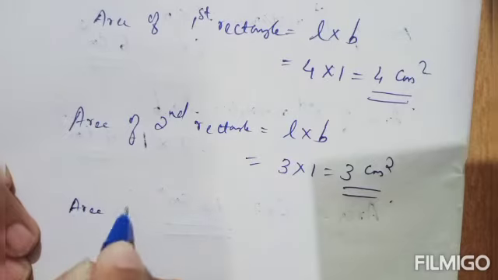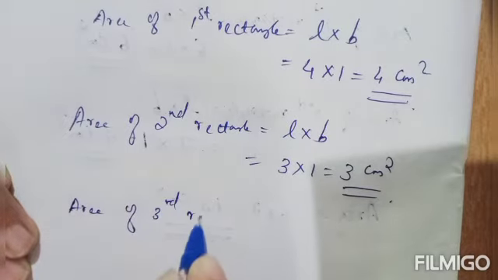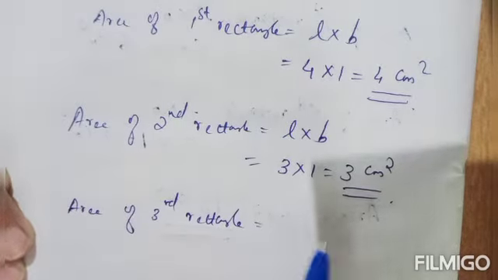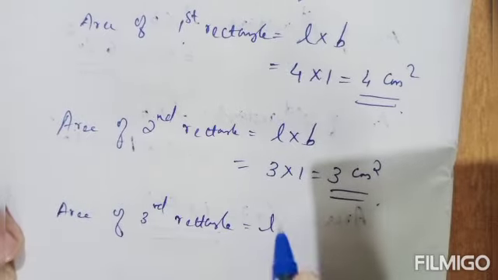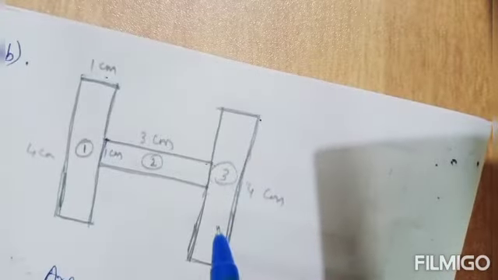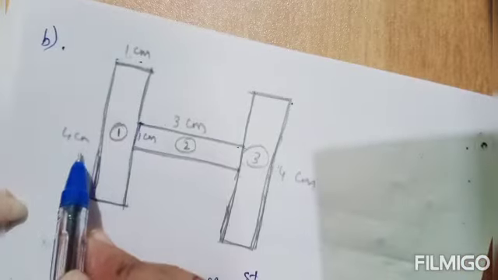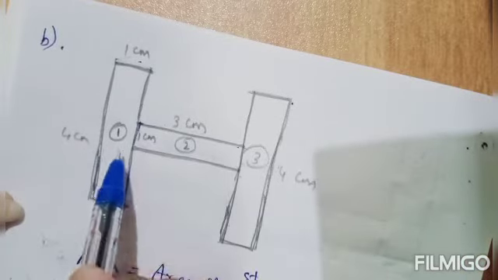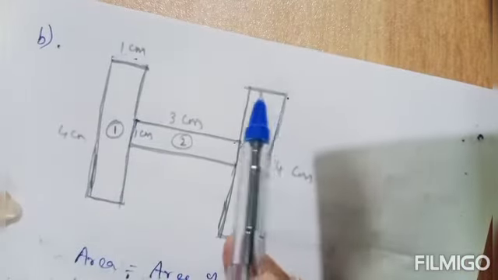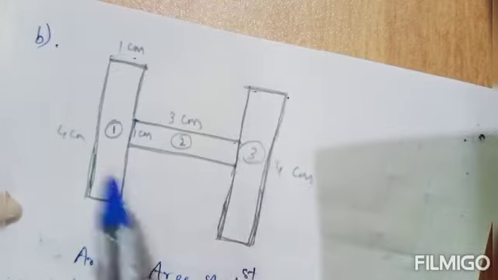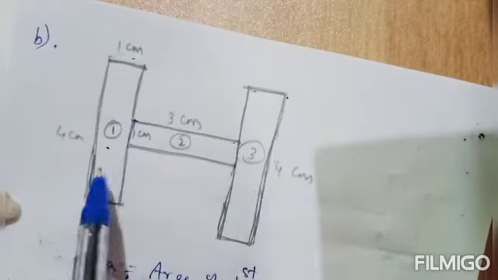Next, the area of the third rectangle. The formula is L into B. You can see here the length is given as 4 centimeter. That is equal to the length of the first rectangle. Okay, if the lengths are the same, the widths will be the same. Here these two rectangles are equal.